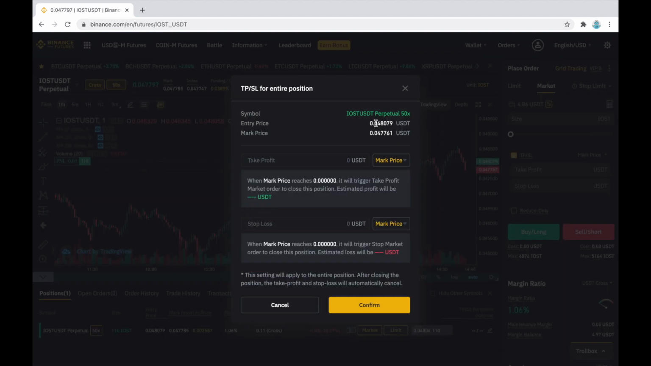Here you can see my entry price. Remember, I decided I will open this order at the market price, and it happened to be 0.048079. The take profit field allows you to enter a price at which you want Binance to close your position automatically. Naturally, you'd want to put in a higher price if you opened a long position.